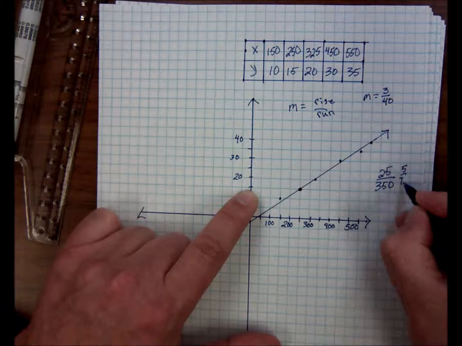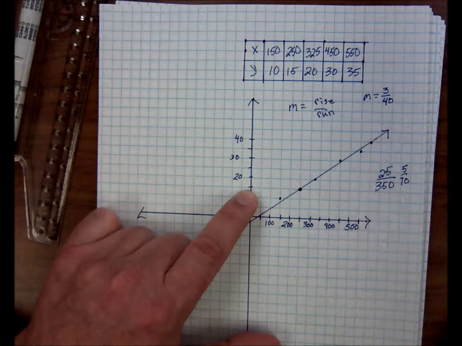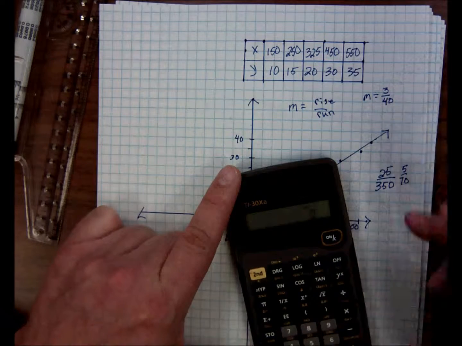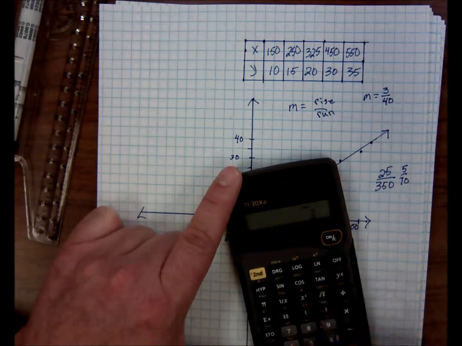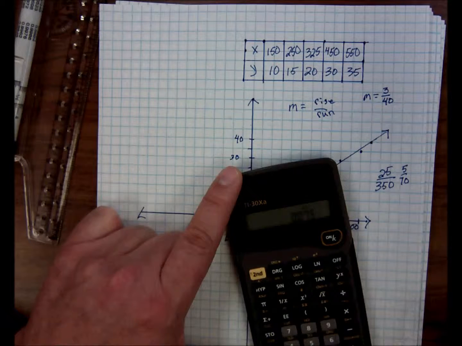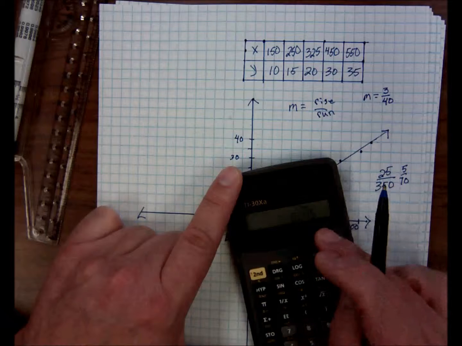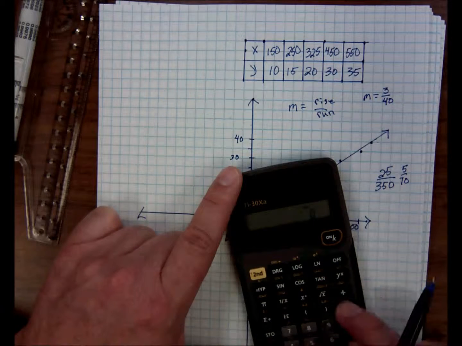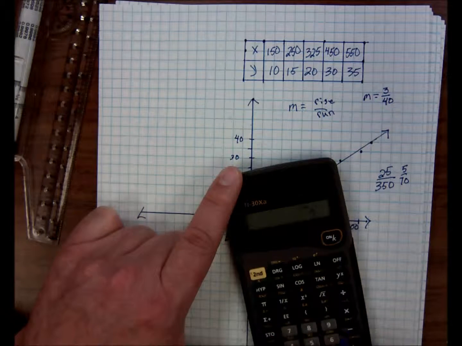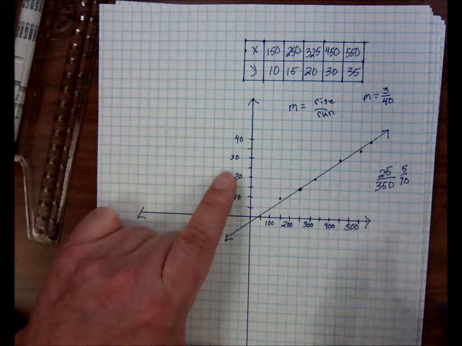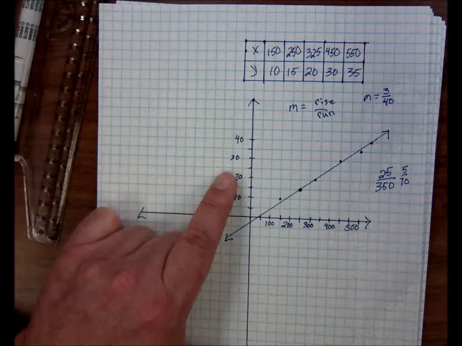5/70ths. Well, just to see how these two compare, we take 3 divided by 40, and we actually get 0.075, and 5 divided by 70, very close. So we can use either one of these. This one seems to be just as good as any.